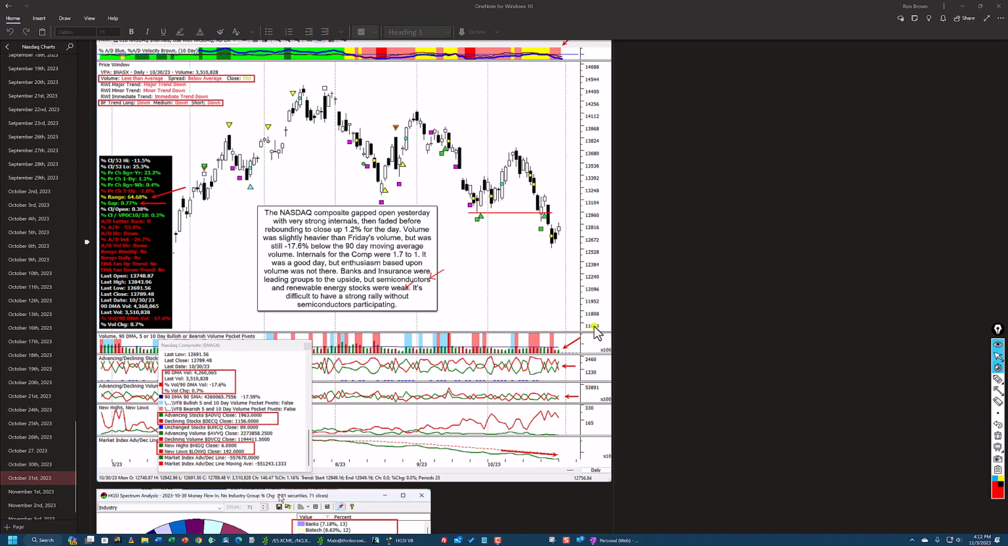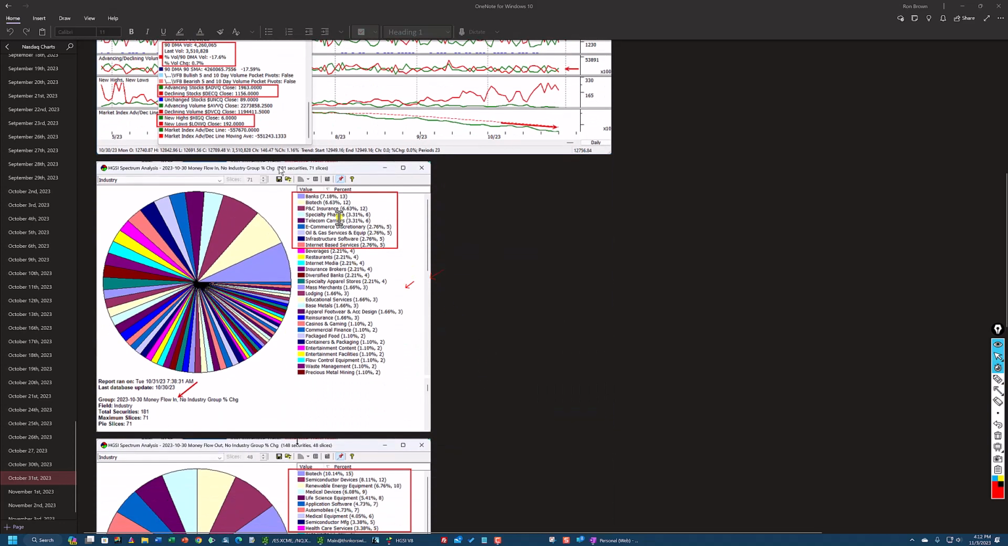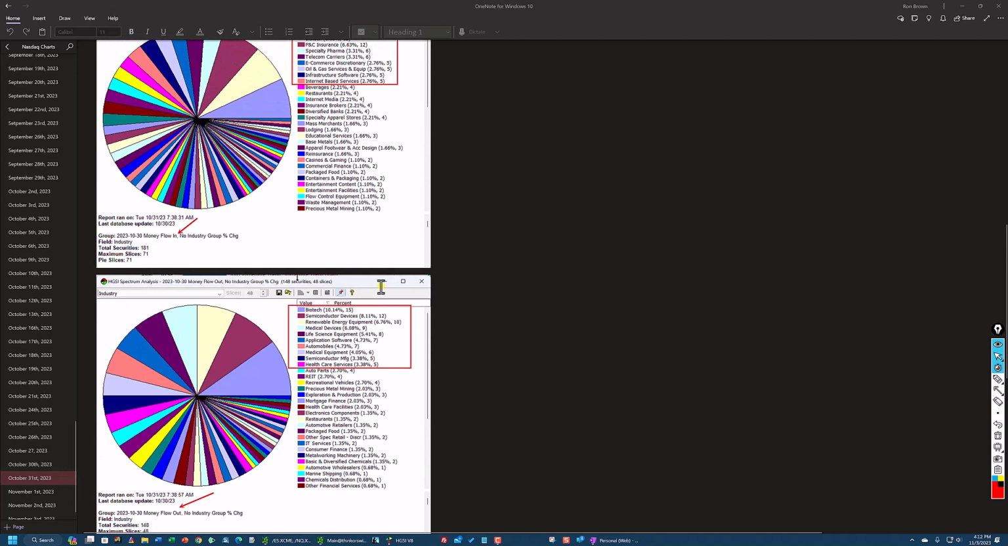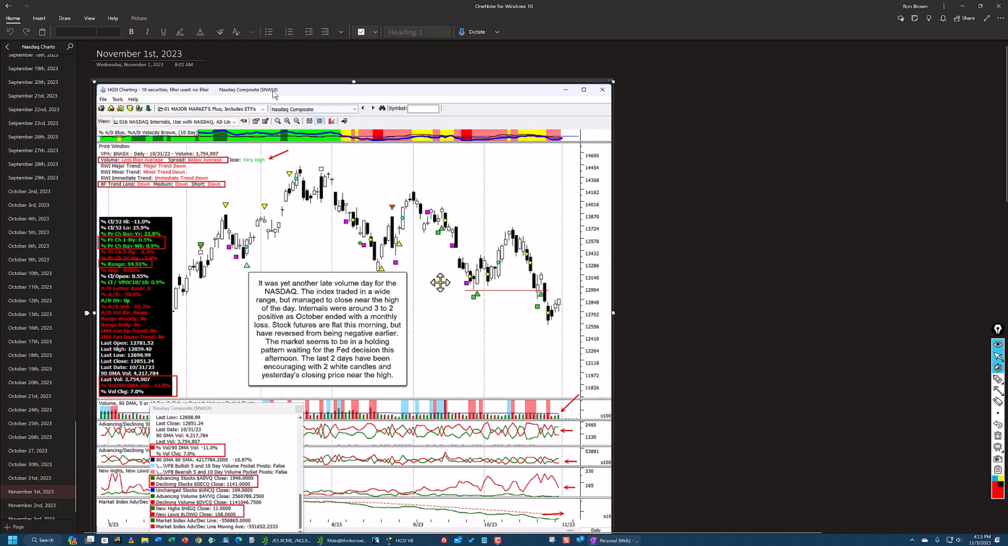So I'm going to scroll down a little bit and let's see if that's true. You can see the banks, biotech, PC insurance, and so on. But when I go down to money flow out, you can see what was weak. The semiconductors and renewable energy equipment were the primary groups. Going on down to the next day, this would have represented Tuesday, or Halloween. You can see that the index was below this support area.